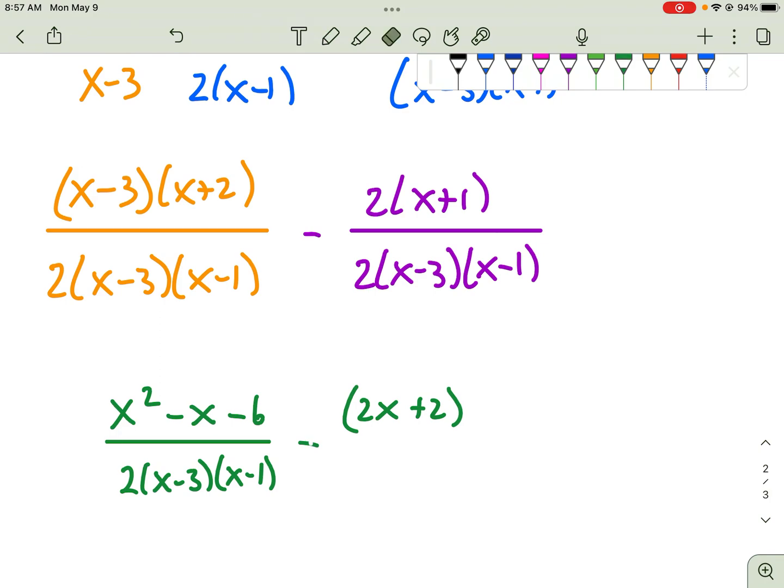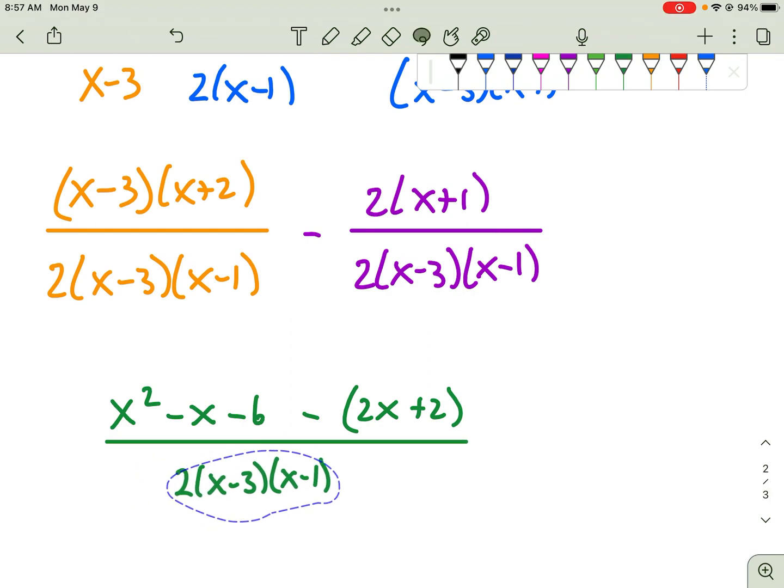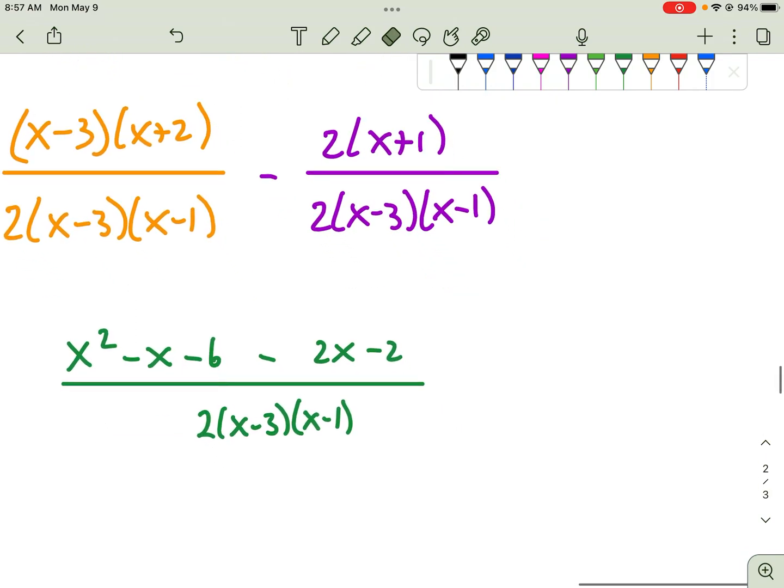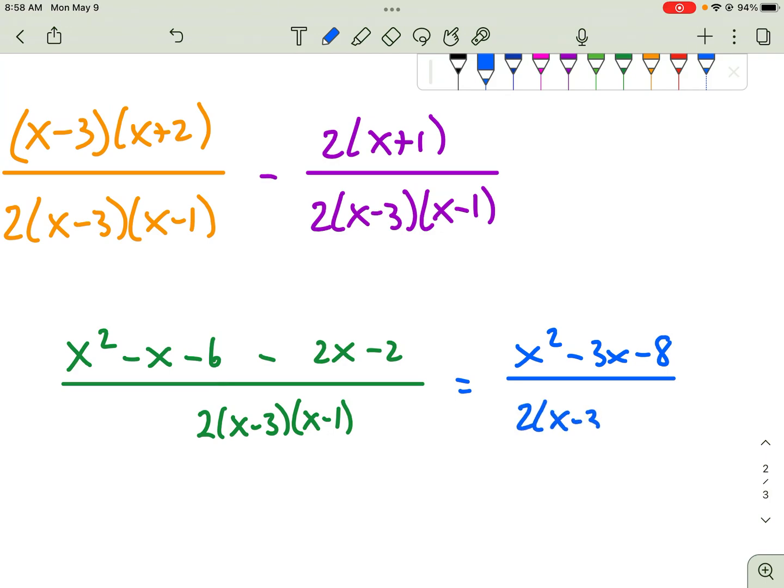Oh, we can write this as a single fraction actually. So minus, like this. So we combine the numerators like that. Now distribute the minus sign. So there we go. And now combine like terms for our final step. So we have x squared on top minus 3x minus 8 all over 2 times x minus 3 times x minus 1.